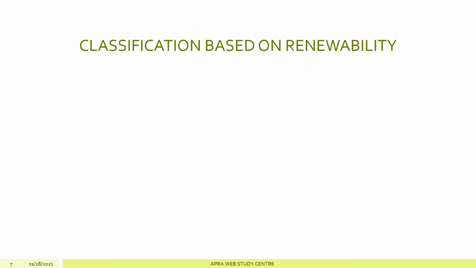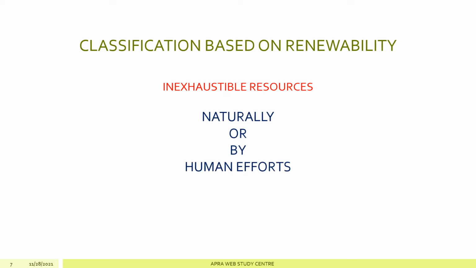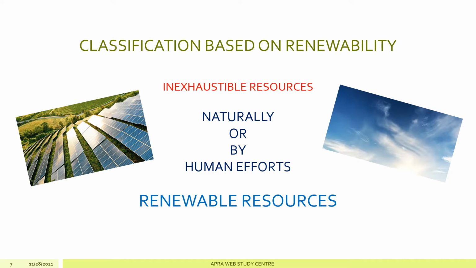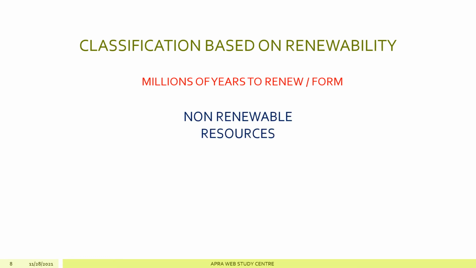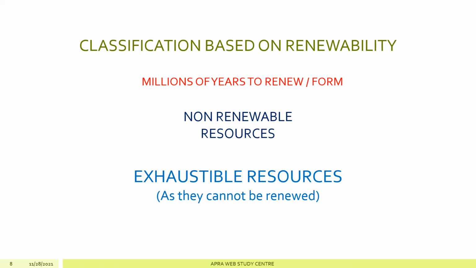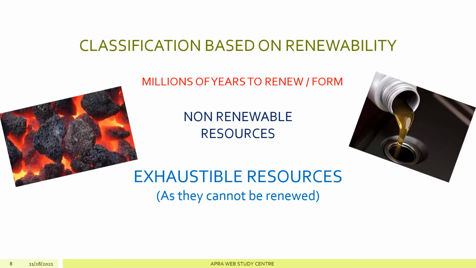So now, renewable resources are also known as inexhaustible resources. Resources which can be renewed either naturally or by human efforts are known as renewable resources. For example, solar energy. Now, some resources take millions of years to renew or form. These are known as non-renewable resources. They are also known as exhaustible resources as they cannot be renewed. For example, coal, petroleum.